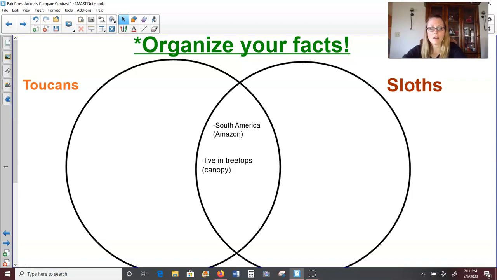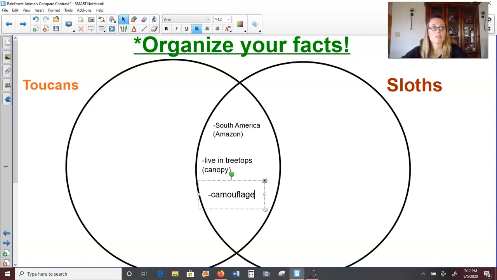And another similarity that I found is that they both use camouflage of some sort. Toucans have those large, colorful bills that help them to actually blend in with the colorful plants, flowers, and fruits that they live with in the treetops.